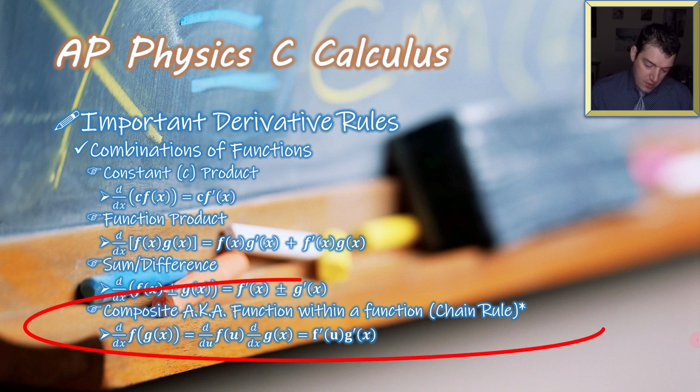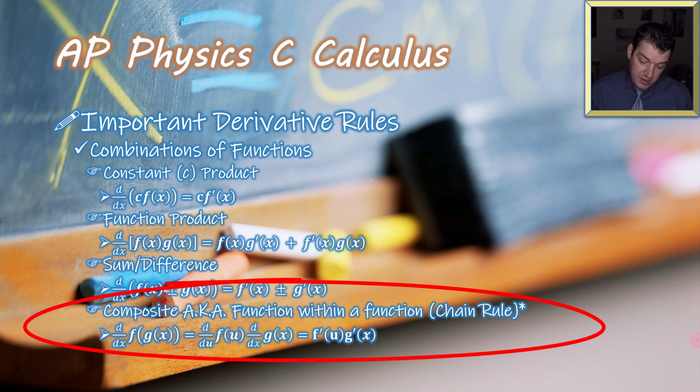And finally, we'll look at the composite rule, or the function within a function rule, or sometimes referred to as the chain rule. In the chain rule, what we see is a function within a function. We'll usually use a u to represent that internal function. So what we're really saying is that if we have a function within a function, we can set that internal function equal to u, or substitute u as an internal function, find the derivative in terms of u, and then find the derivative of what u is equal to, and then multiply those two by each other.